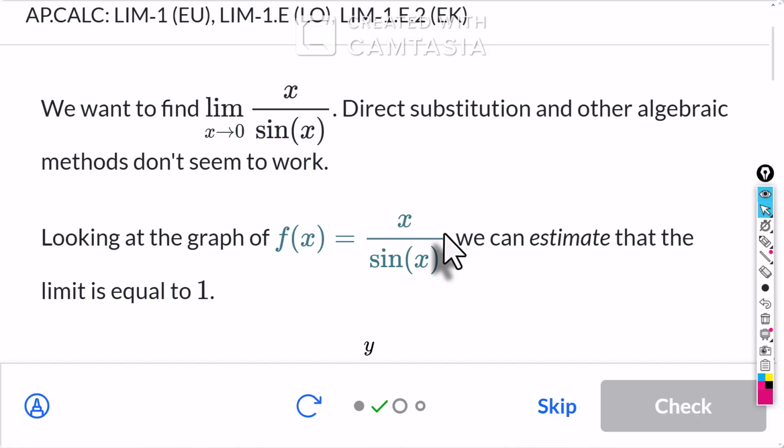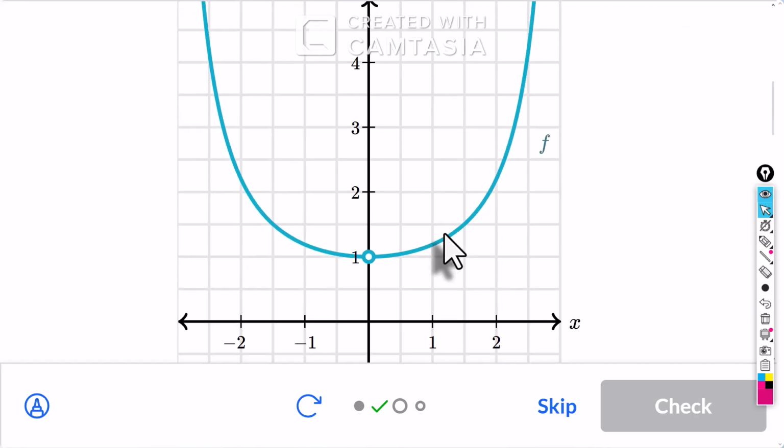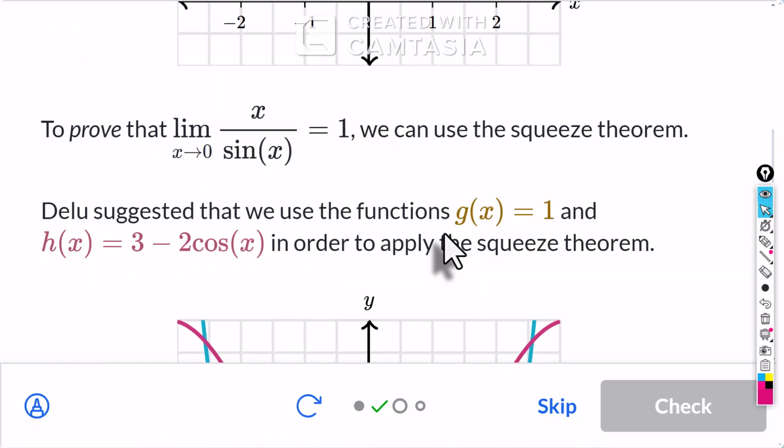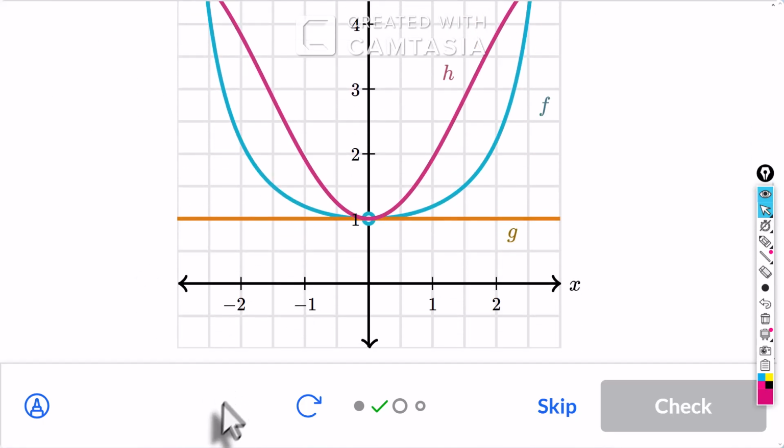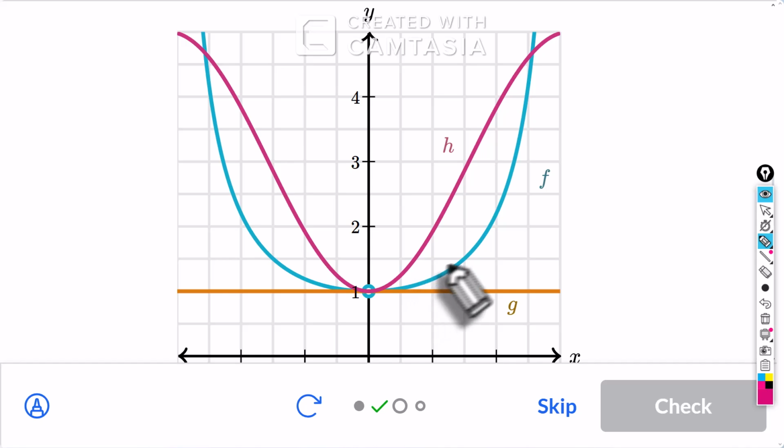All right, once again, the original function is the same, graphed in blue. They gave us two new functions here to use the squeeze theorem. Let's see. The original is in blue. It's approaching this point right here. We have one function that's above, and this one in orange here, we have one function that's below. So that part works.